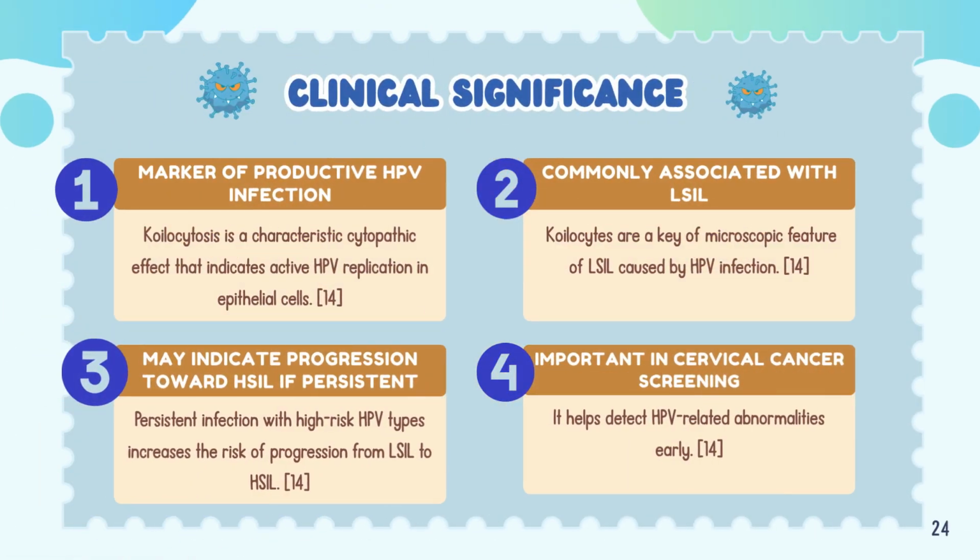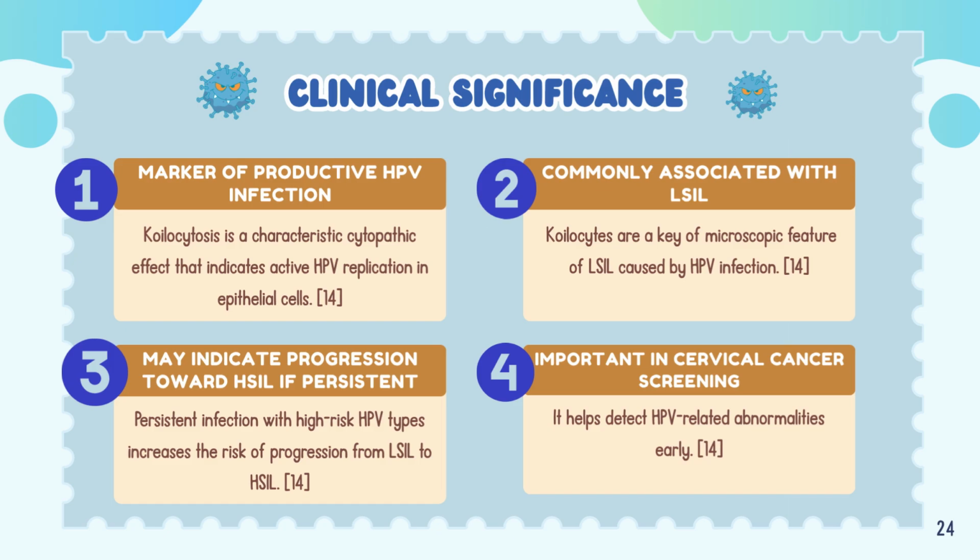Now, I would like to explain the clinical significance of koilocytosis and conclude our presentation. First, koilocytosis is considered a marker of productive HPV infection. This means that when koilocytes are seen under the microscope, they indicate that HPV is actively replicating inside the epithelial cells. Therefore, the presence of koilocytes is one of the most important cytopathic effects of HPV infection.